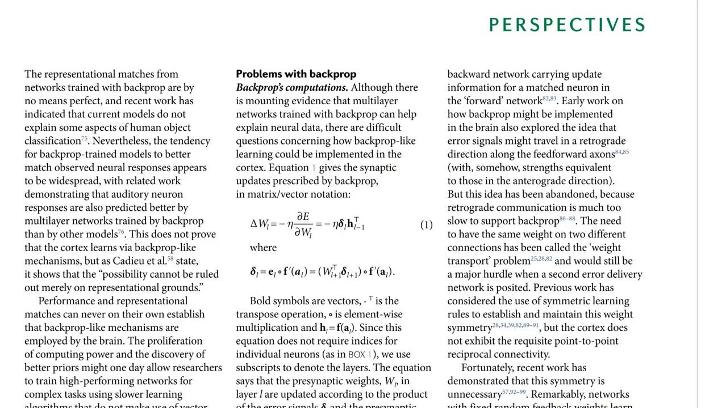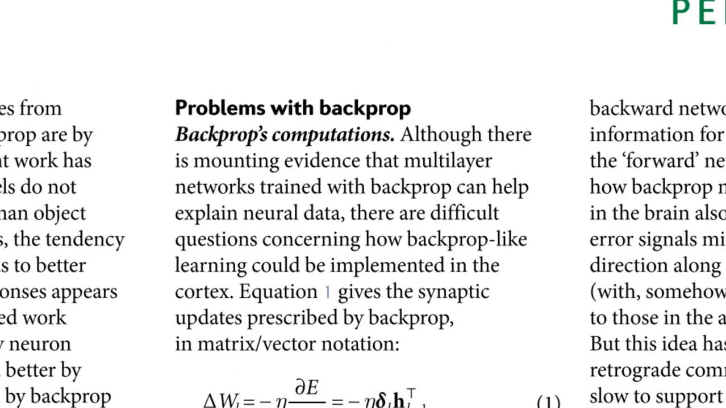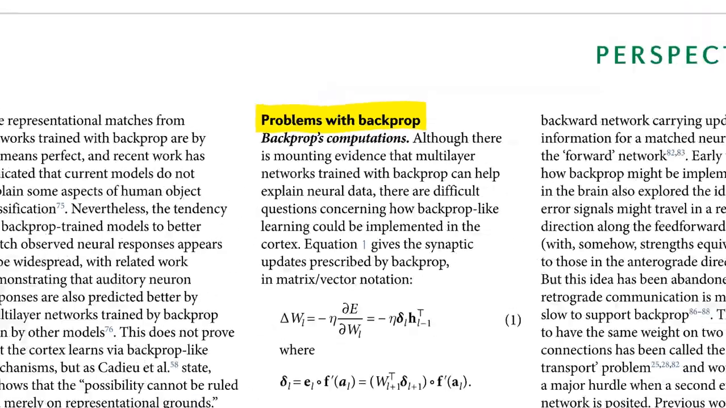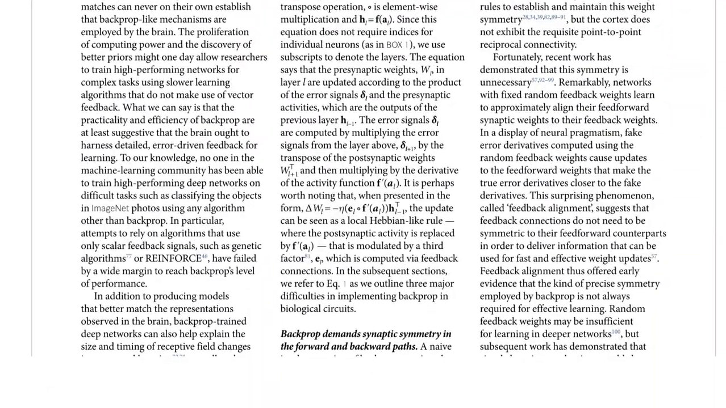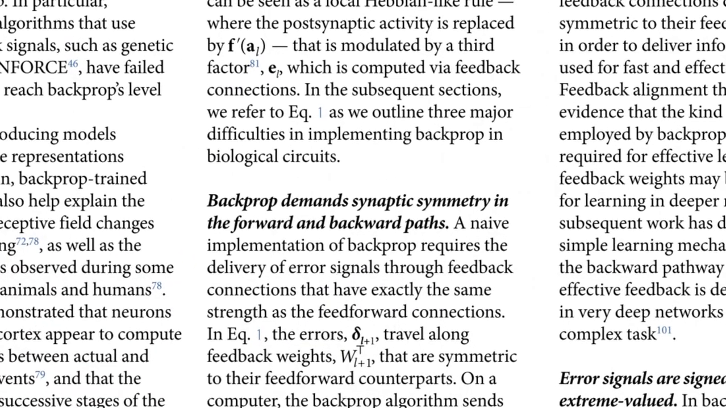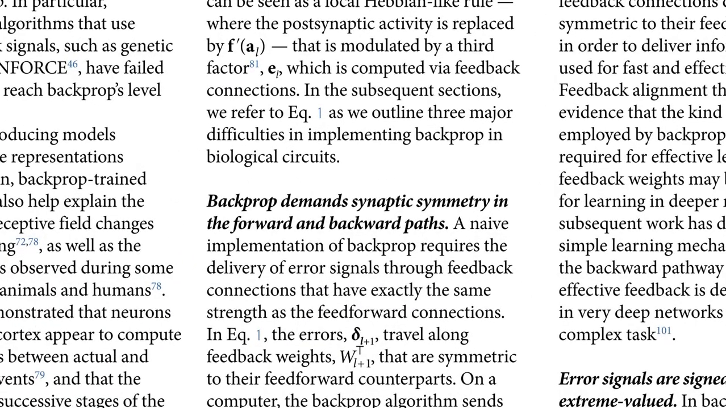That's why they go here. Next, they go into problems with backprop. So basically, why have we so far believed that backprop isn't happening in the brain? Now, I want to highlight two factors here that I think suffice. They have more, but first of all, backprop demands synaptic symmetry in the forward and backward paths, right?